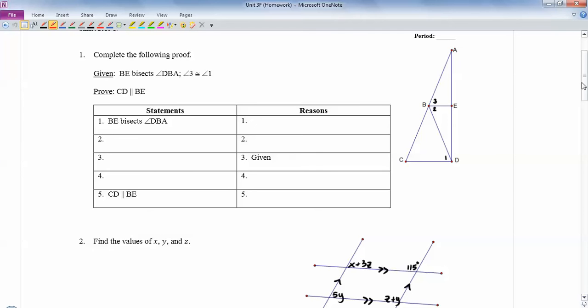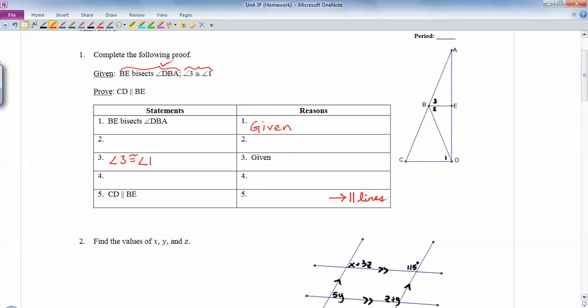We typically start with the givens, and BE bisects DBA is the first given here. So let's list that. And notice step 3 is going to be the other given. So angle 3 is congruent to angle 1. We're trying to prove parallel lines, so we know that the reason down here has to end with, so we get parallel lines.